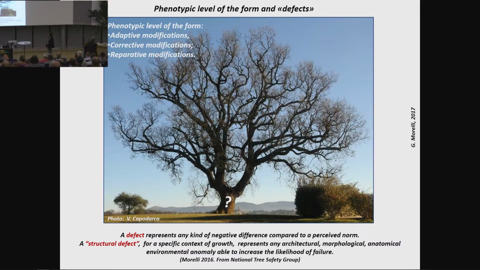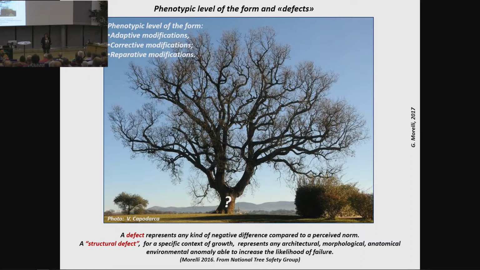And inspired by the National Tree Safety Group, with Giovanni, we said a defect represents any kind of negative difference compared to a perceived norm. A structural defect for a specific context of growth represents any architectural, morphological, anatomical, environmental anomaly able to increase the likelihood of failure. So we have to deal with trees that are not exactly as the ideal model.